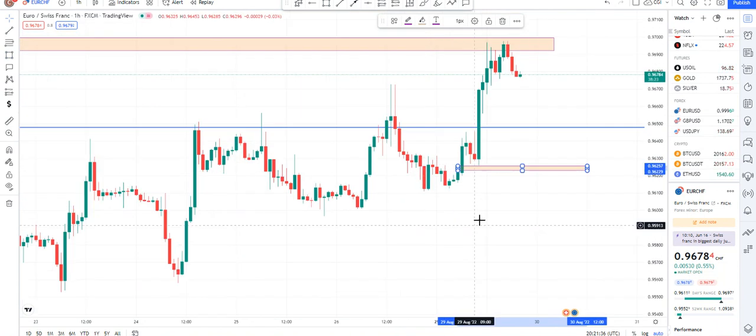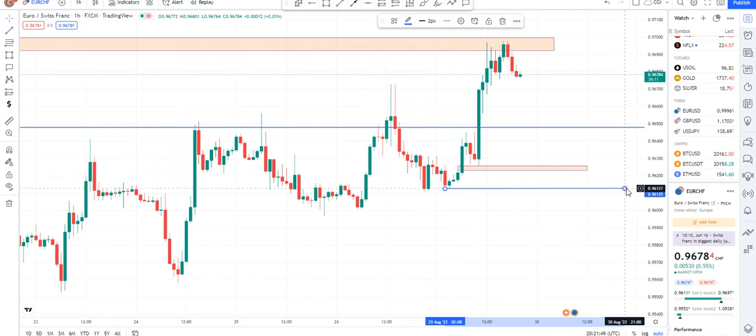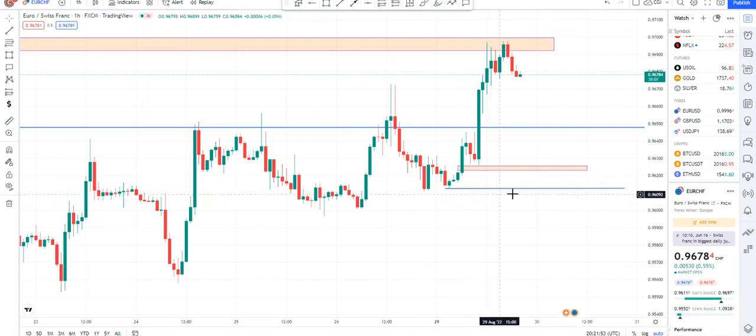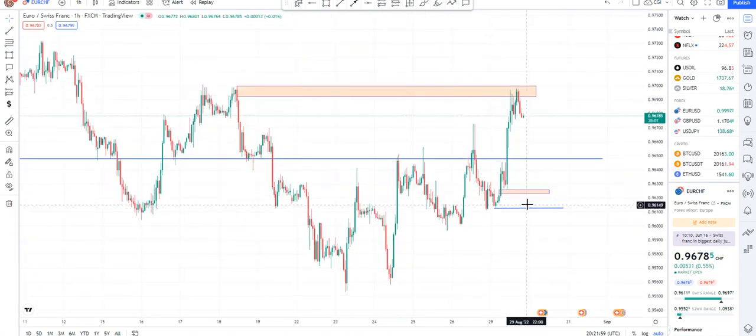So if it comes down to here, that is a break of market structure on the 1 hour time frame. That will be a BMS. So if it goes below this place, I'll look for a pullback to sell to. So this is basically my plan. This is what I'm hoping for.